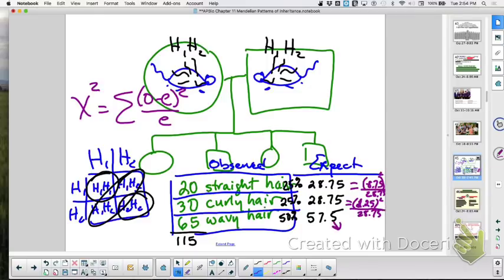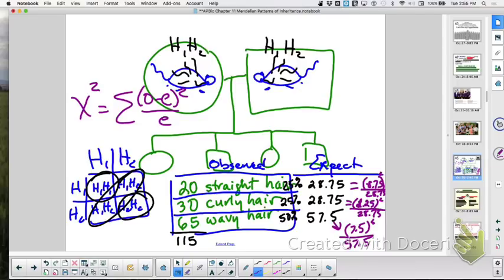28.75, and then for the third one I had to do 65 minus 57.5. What is that? Squared over what I expected, 57.5. I do each of those. I add them up. What did you get? Around 3.7. Really? I thought I got more than that. Is it 3.7? Can I get some verification? Because I didn't write it down. I can't remember what I got. Is that right? We got verification?